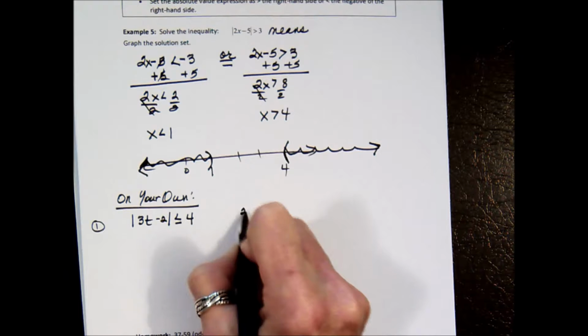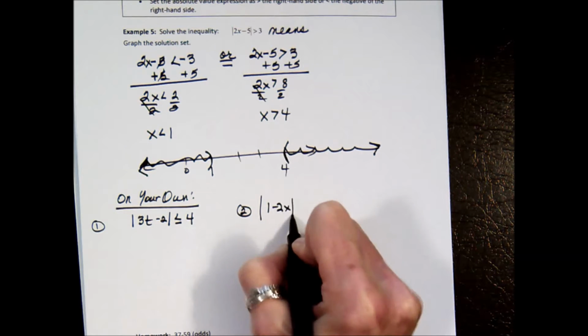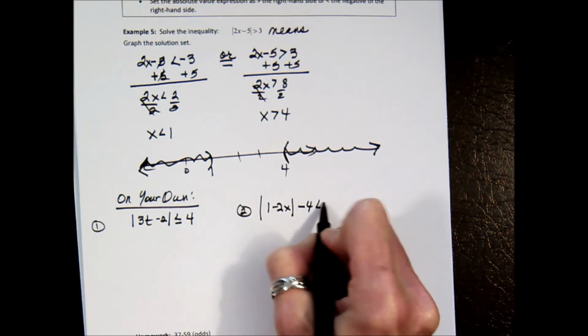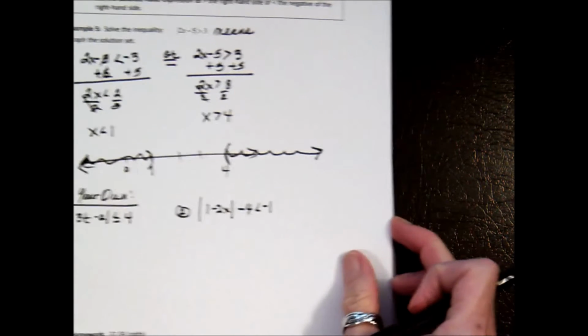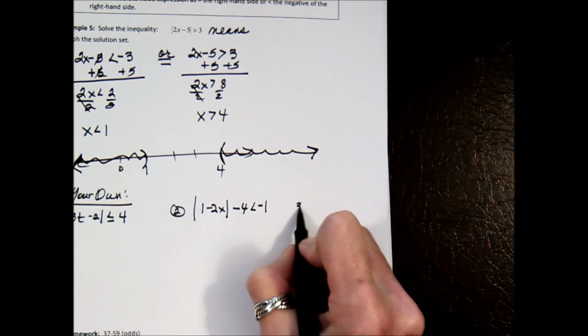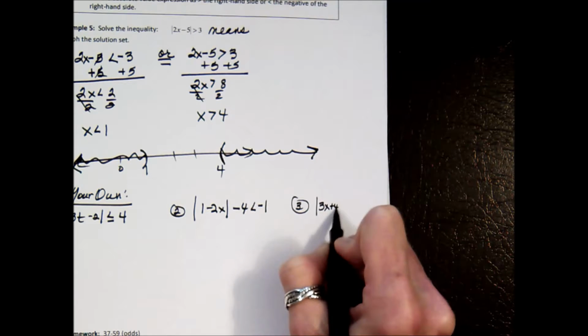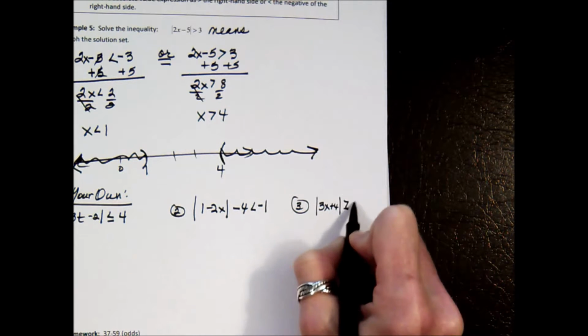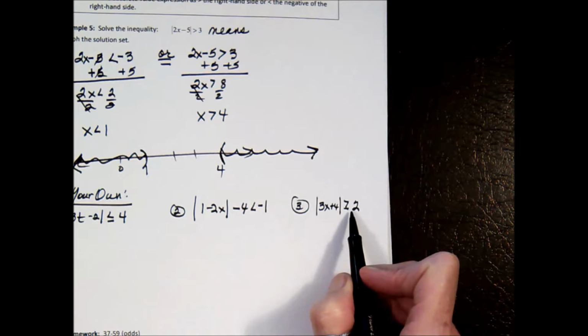Here's the second one. The absolute value of 1 minus 2x, minus 4, is less than negative 1. You're going to have to do something with this because this isn't isolated. That is also a type 1. And here's the third one: absolute value of 3x plus 4 is greater than or equal to 2. This is a type 2. So 2 less thans and 1 greater than.